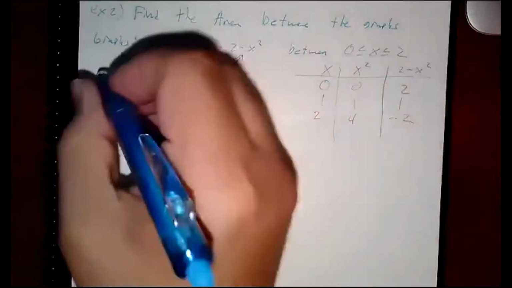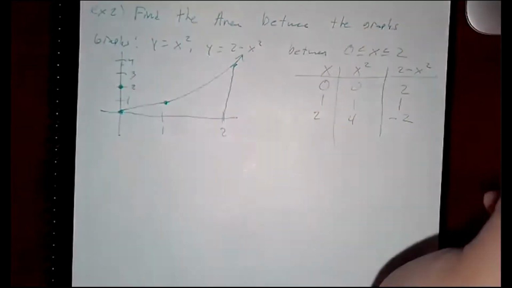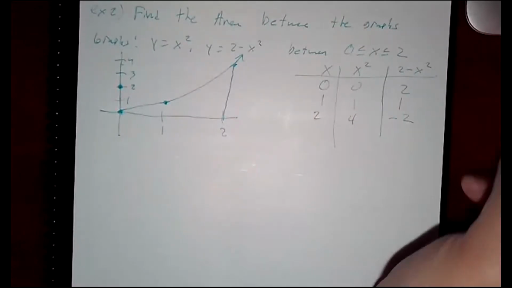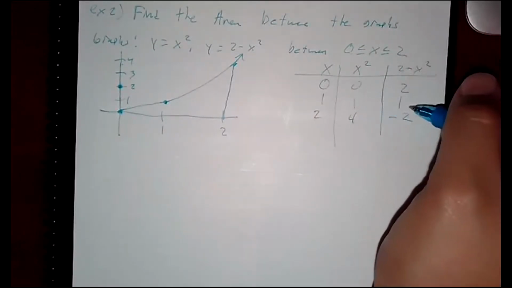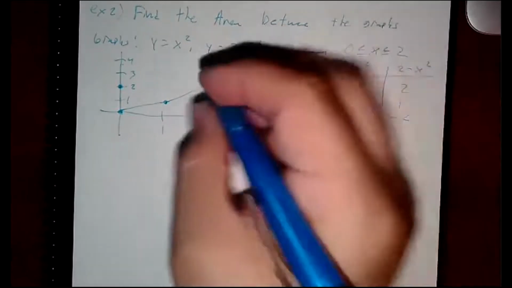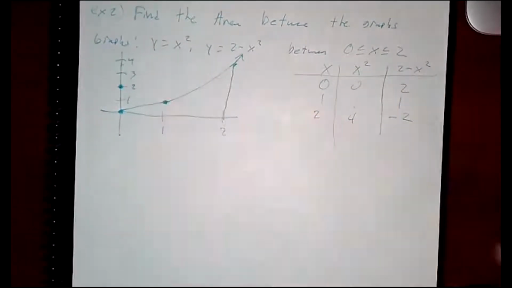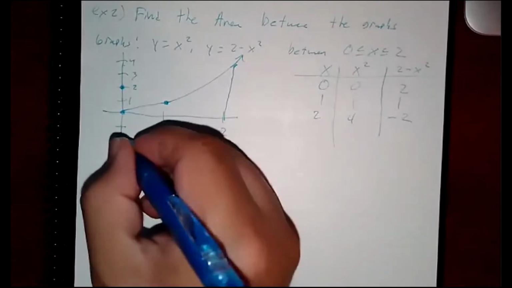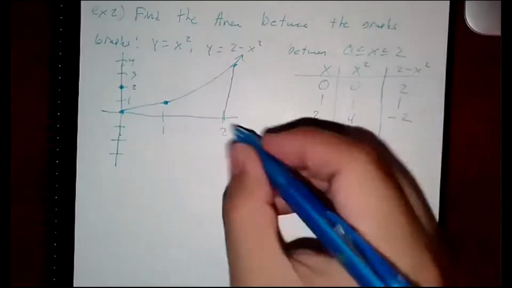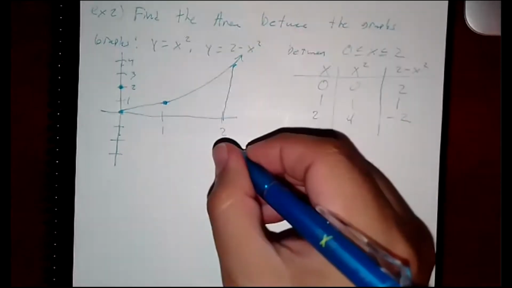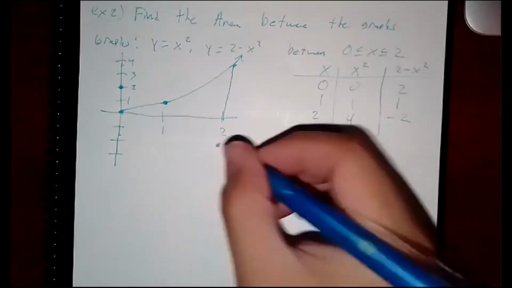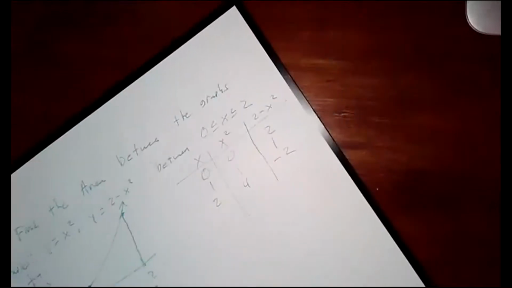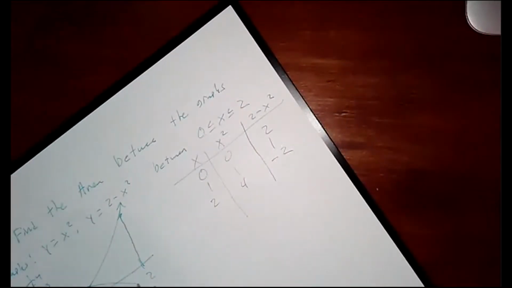This one's going to be 2 over here. When it's 1, I got 1, so they intersect here. And when I chose 2, I got negative 2, so that'll be here. So the other parabola is going this way. Missed the circle a little bit, but oh well.